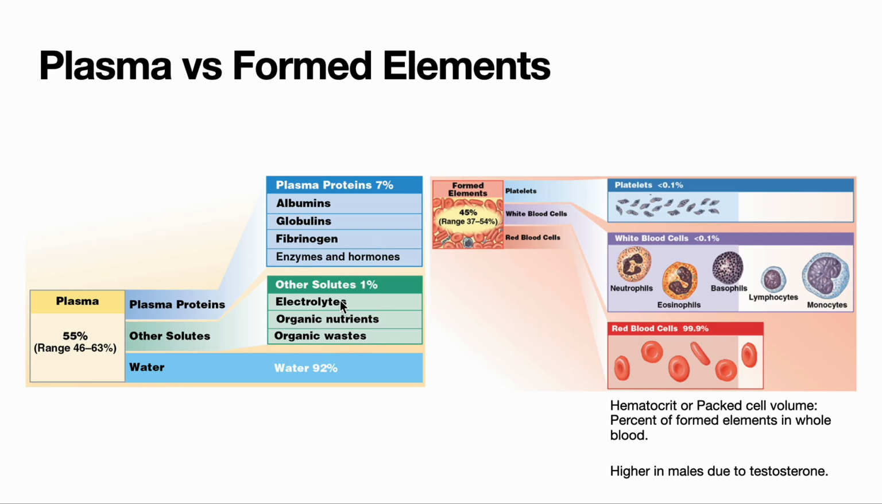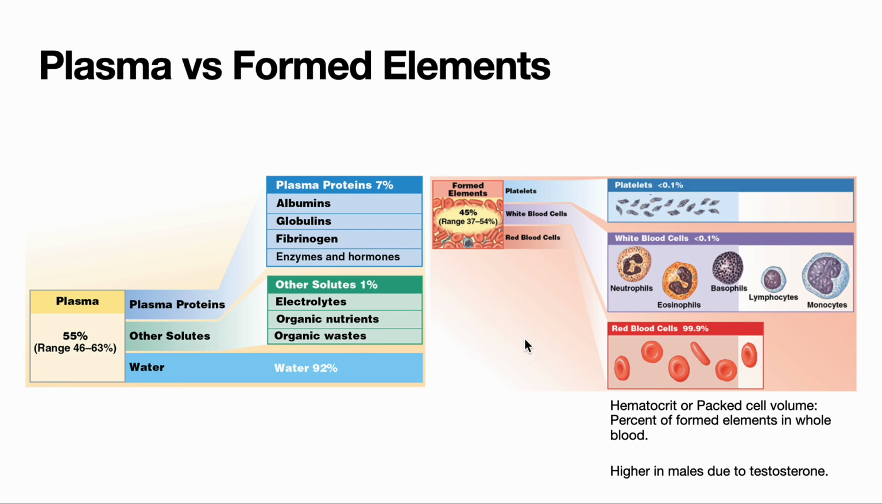Also note that down here we do have solutes that make up a small percentage of the plasma. These are going to include salts, which we call electrolytes. That would include things like sodium and chloride and calcium, all of which are going to be important signaling molecules, for example, and also organic nutrients and wastes.